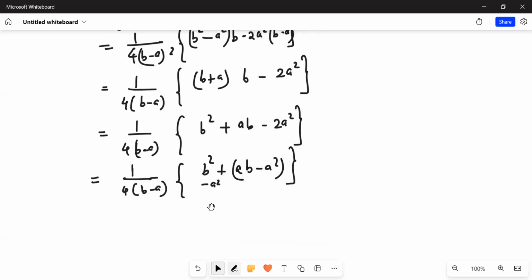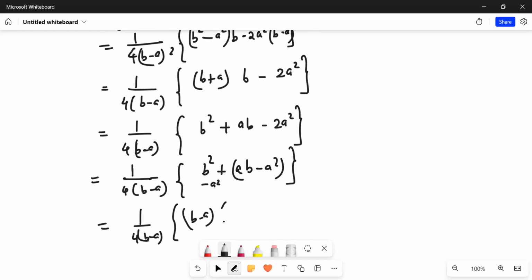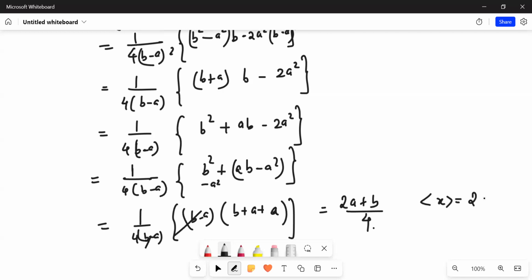Okay, from here again take b minus a. So this will be b plus a plus a. So this gets cancelled. So we'll get 2a plus b upon 4. Is that fine? So this is your expectation value of x. Just a lengthy question, but fine. Good for initial practice.